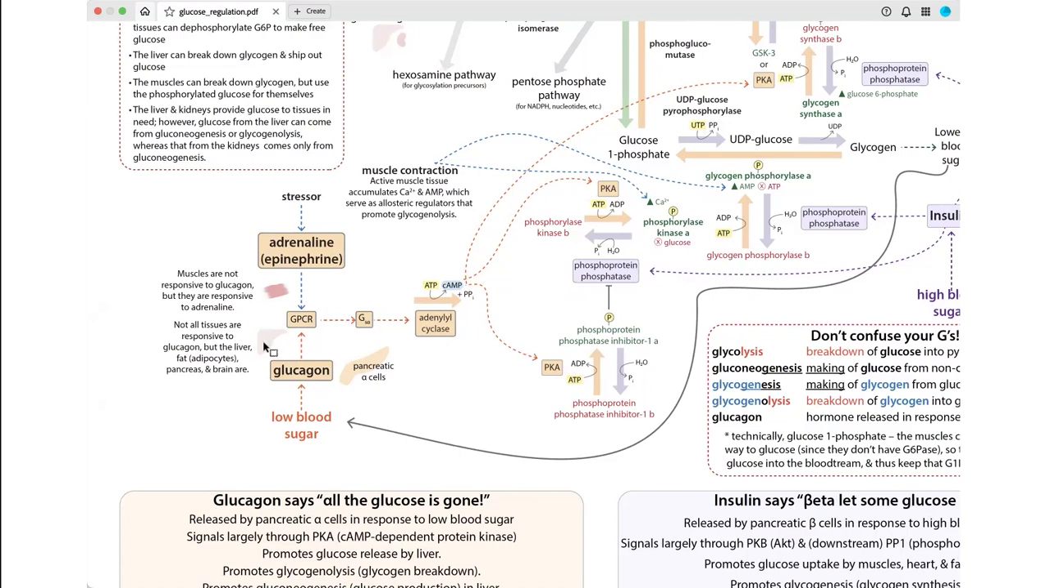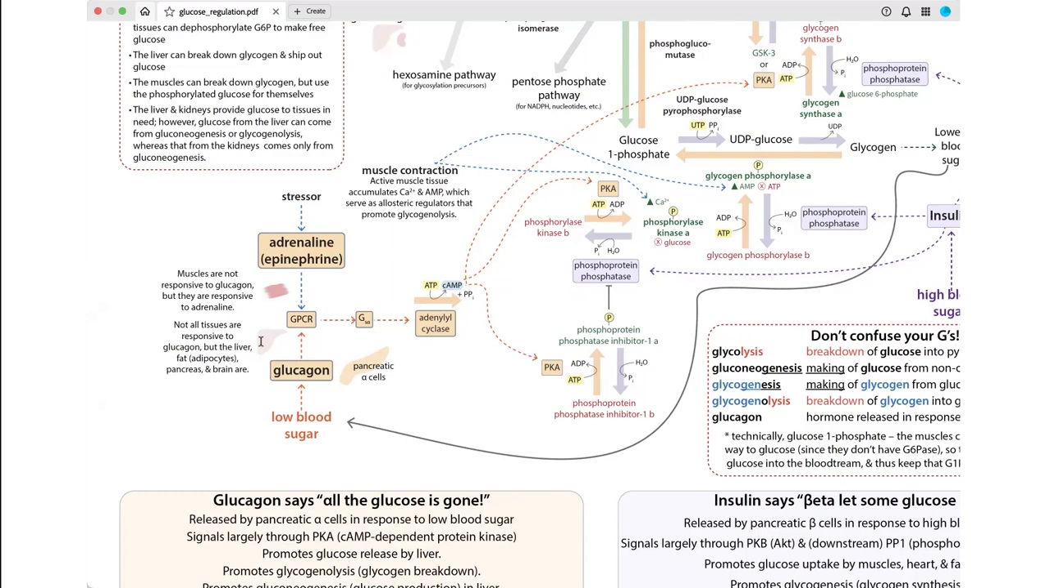Well, not all tissues are responsive to glucagon. The liver is, but say your muscle cells and your kidney cells, those are not. So if we want our muscle to be able to break down all that good glycogen that it has, we need some other signal. And if we think about why we would want to break down glycogen in our muscle, it's not necessarily the same reasons why we'd want to break it down in our liver.